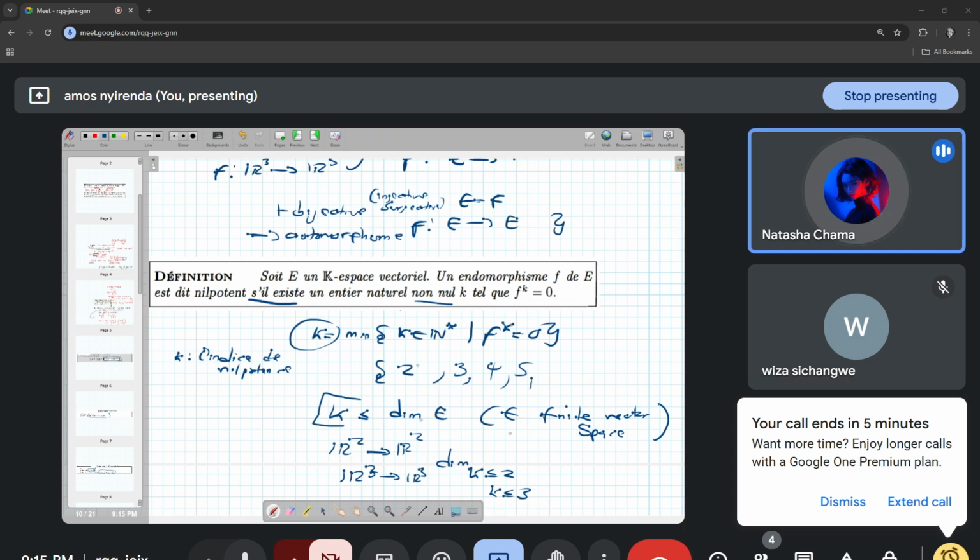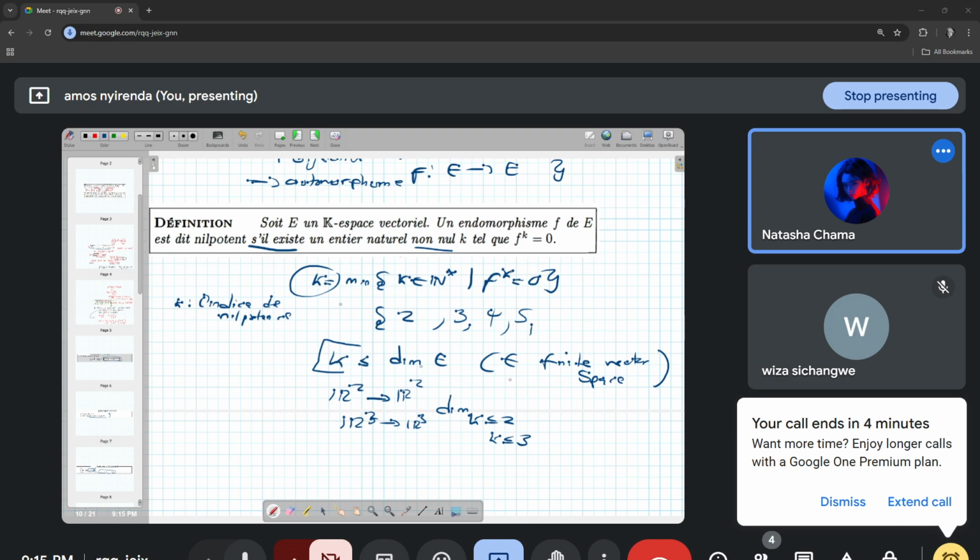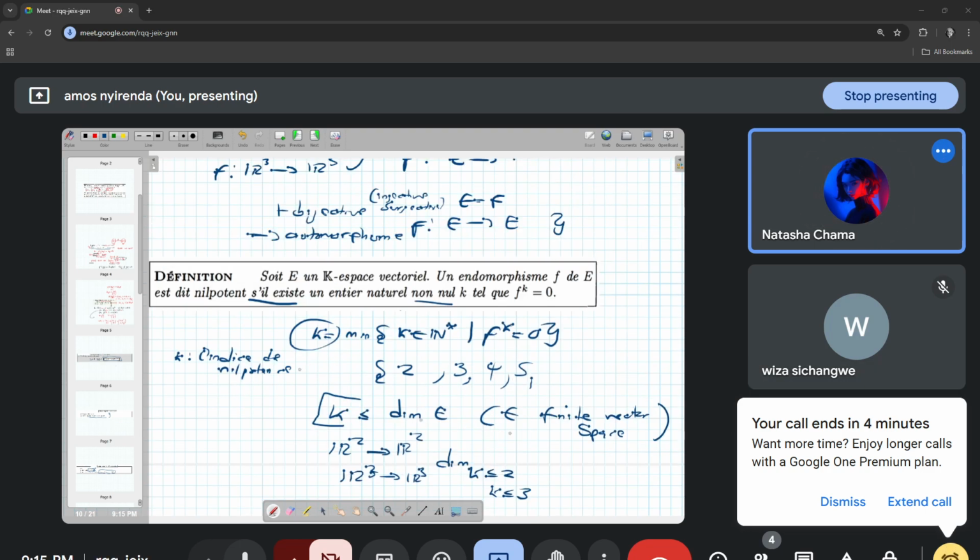Can you repeat? I'm not sure. I've only heard the definition that it's the minimum value. I've only heard that it's the minimum value of k, but I don't understand.